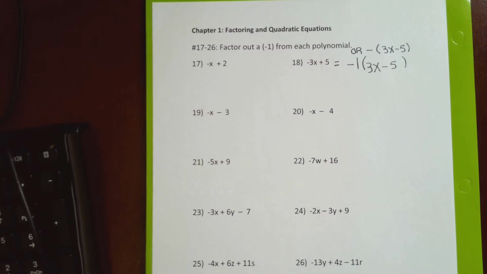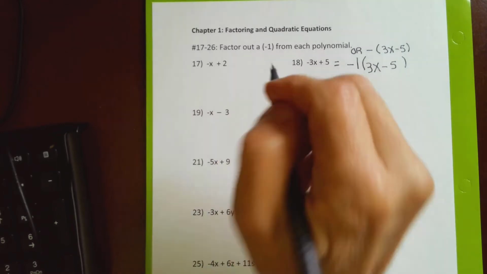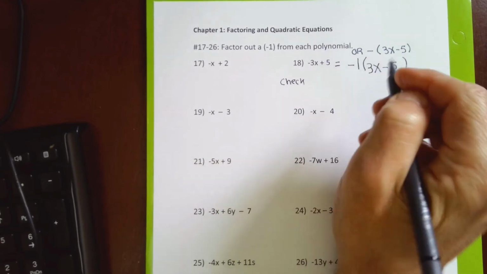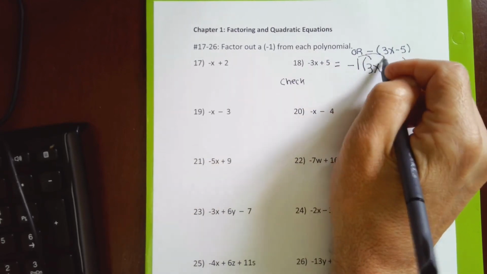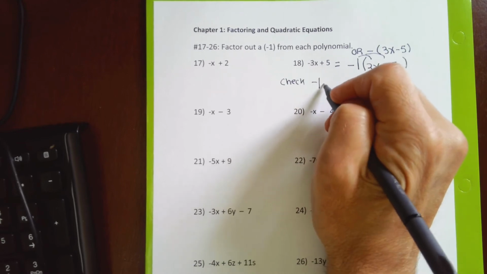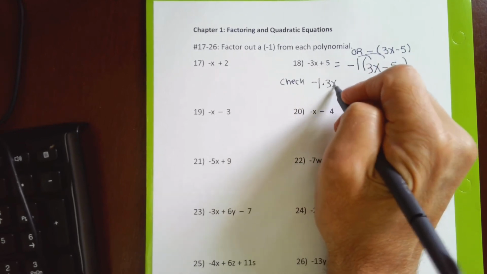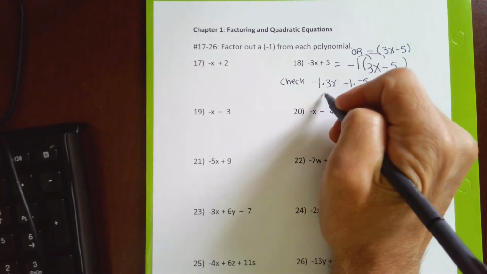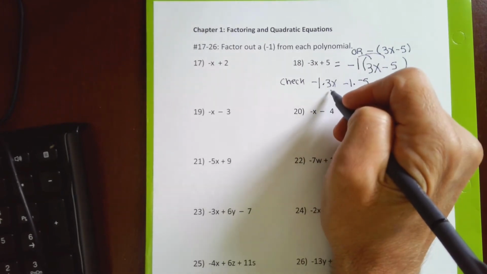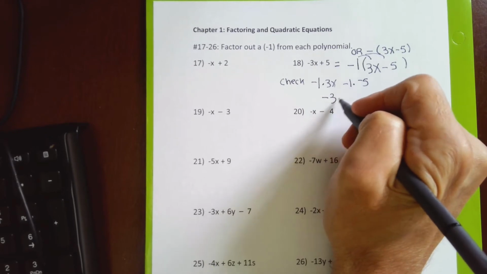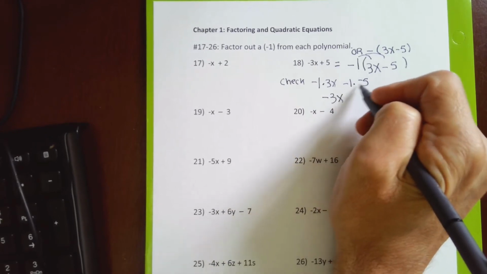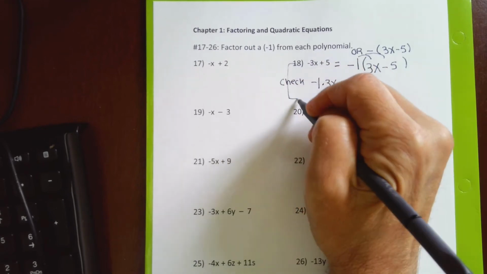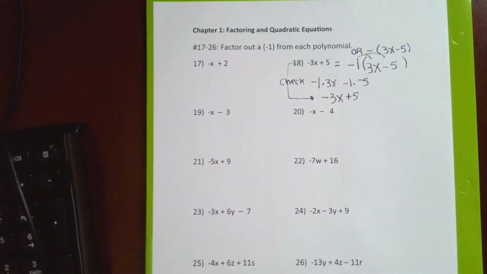I'm going to check to show you that I factored out the -1 correctly. Anytime I write a factoring answer, I should be able to clear the parentheses, in this case by distributing. I'm going to go -1 times 3x and -1 times -5. -1 times 3x, I multiply the -1 and the 3 and get -3. I leave the x. I multiply -1 times -5 and get a +5. I look at these and they match perfectly, so I know I factored properly.